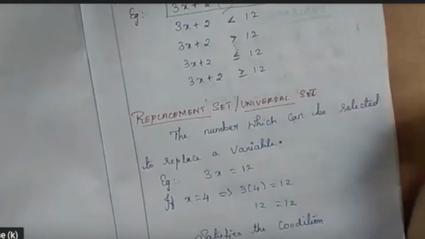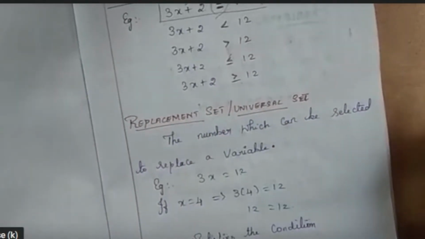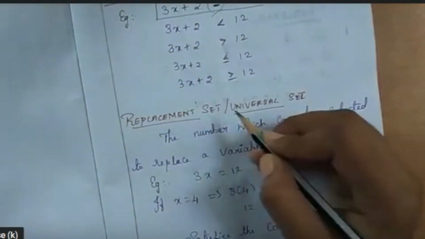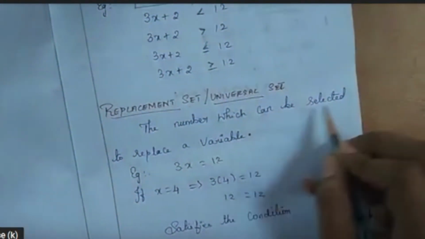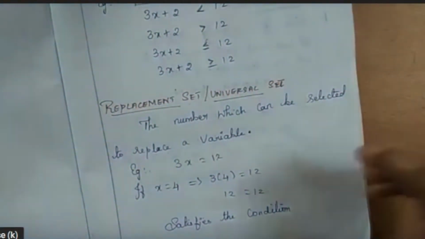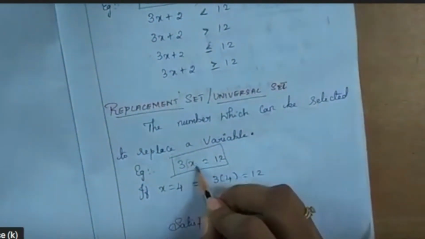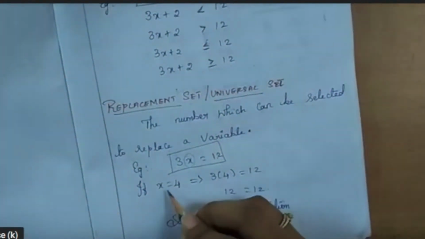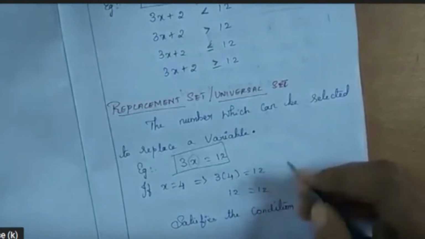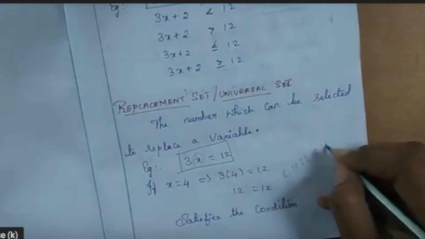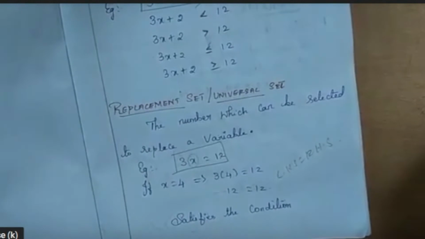The next thing is the basic sets. First, the replacement set and the solution set. Replacement set is also known as universal set. Replacement set is nothing but the numbers which can be selected to replace a variable. Here I have taken one example, 3x is equal to 12, right? Let me replace x with some constant. If x is equal to 4, then 3 into 4 is nothing but 12. Here the left hand side and right hand side become equal, which satisfies the condition. This is called the replacement set or universal set.